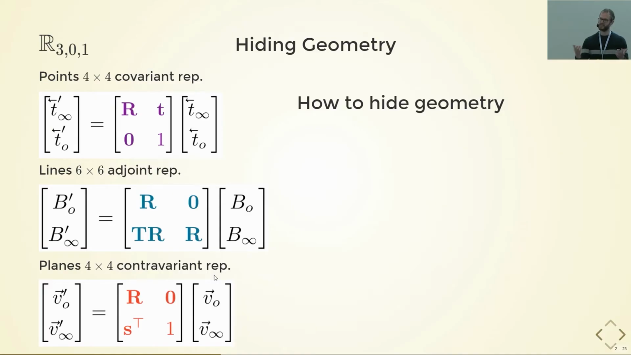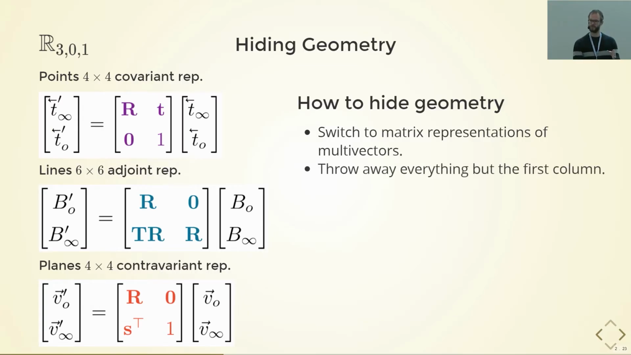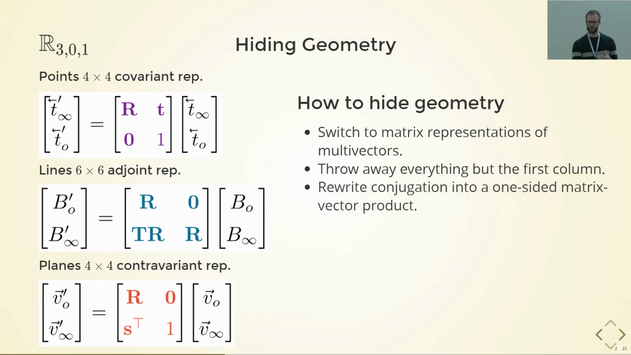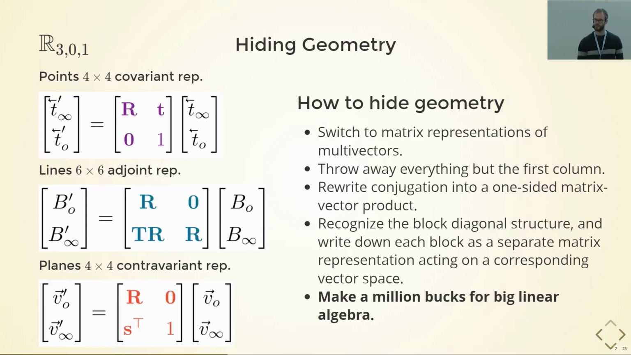So actually, I can now present a how-to guide for hiding geometry. If you want to hide geometry, you first switch to matrix representations of the multivectors. Then you throw away everything but the first column. You rewrite conjugation into a one-sided matrix-vector product. And then you recognize this block diagonal structure, right? And you just write each of those blocks down, acting on its own vector space. And then you can make $1 million for big linear algebra.